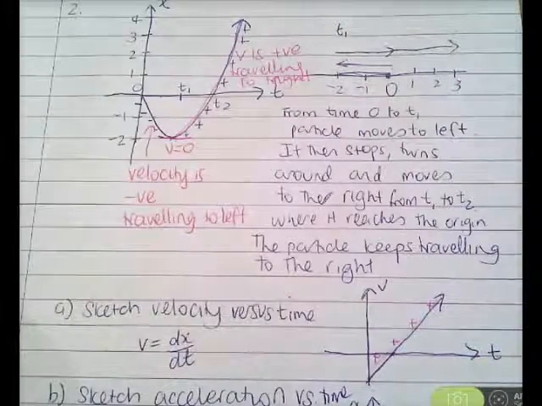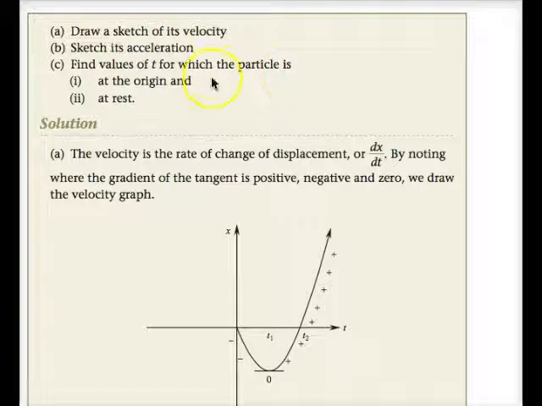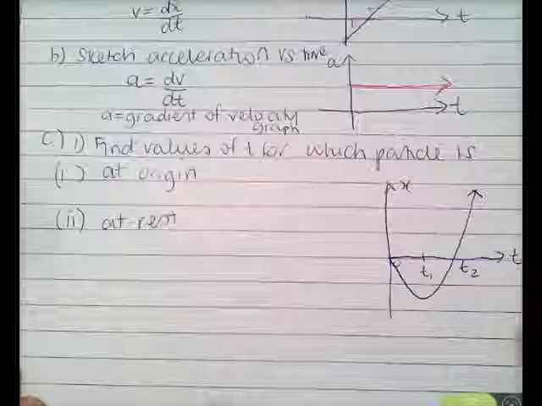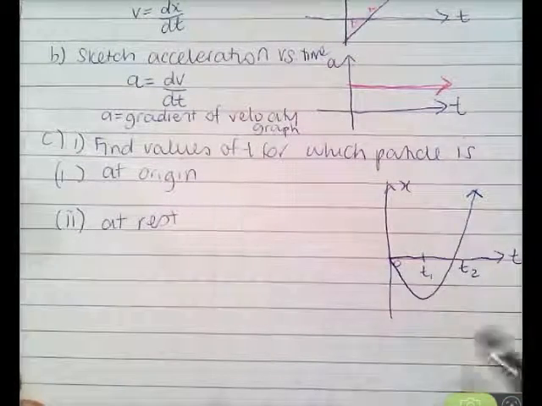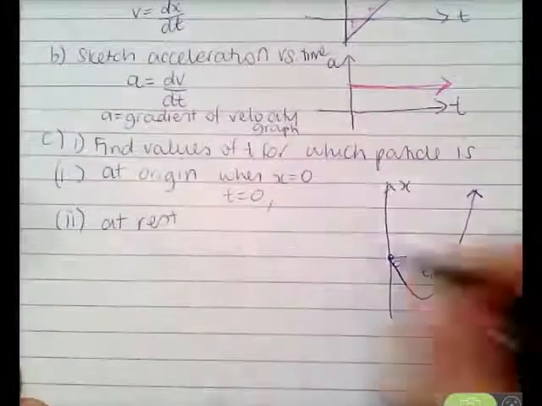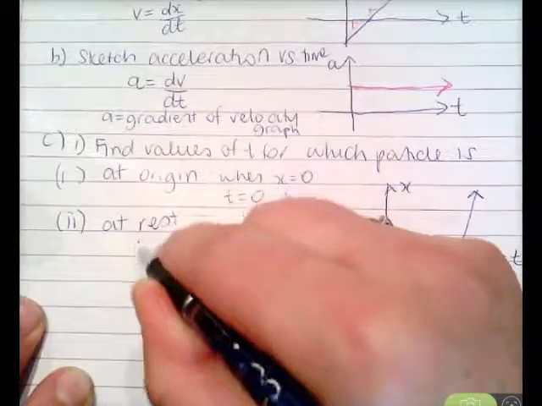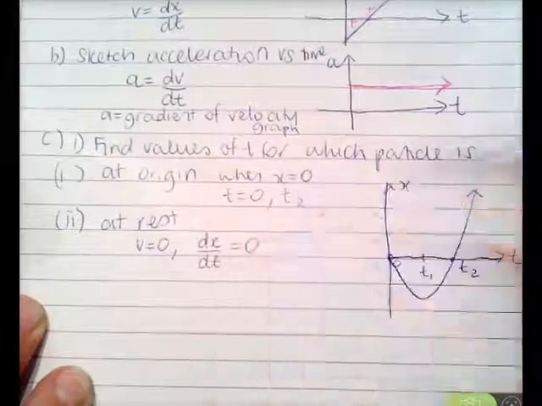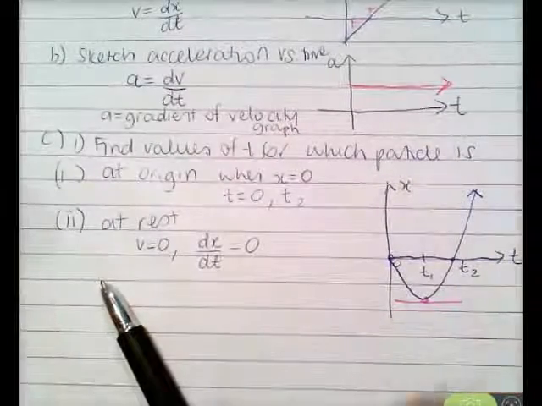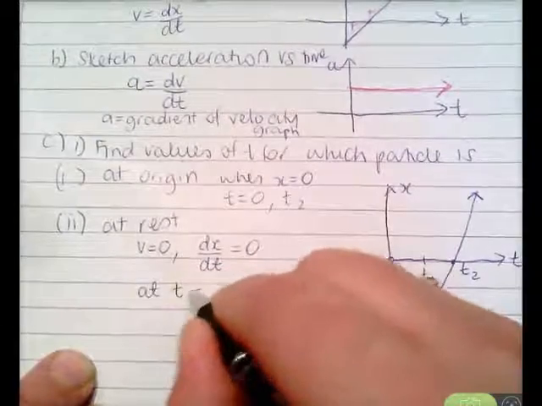Okay, now going back to the original graph, I'll go back to the book now. Okay, now the next part of the question: find the values of t for which the particle is at the origin. So if this is a displacement versus time graph, the particle is at the origin at time 0 and time 2. Going back to the question again, I'll do it on the paper. It says find the values of t for which the particle is at the origin. It's at the origin when x is 0 and that is at time 0 and t2. And when is the particle at rest? At rest means velocity is 0 or dx/dt is 0. It means that the gradient of this curve is 0, and the gradient of this curve is 0 at t equals t1.